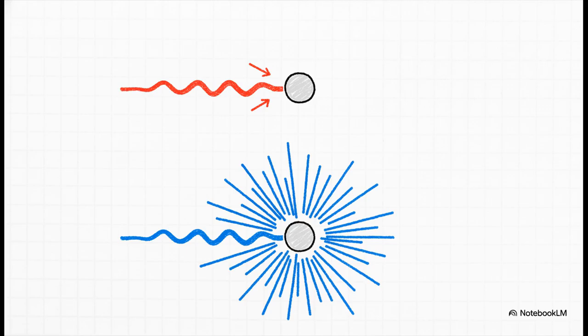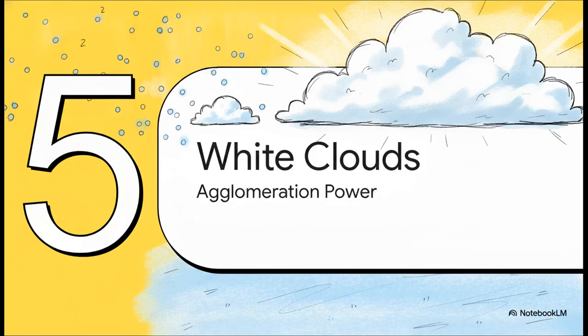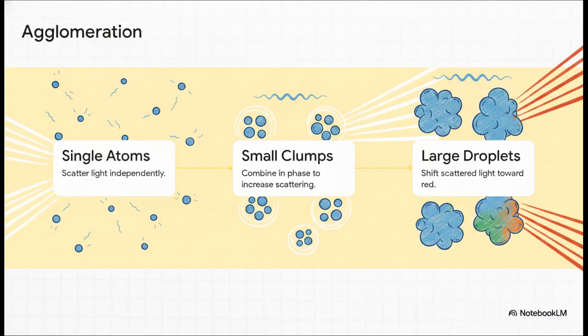That is exactly why, when you look up and away from the sun, the sky above you is a brilliant, intensely scattered blue. Which naturally leads us to Section 5, white clouds and red sunsets, and the sheer power of agglomeration. Okay, but if water vapor is already in the air, why do clouds suddenly look so opaque and white? The secret is a process called agglomeration.